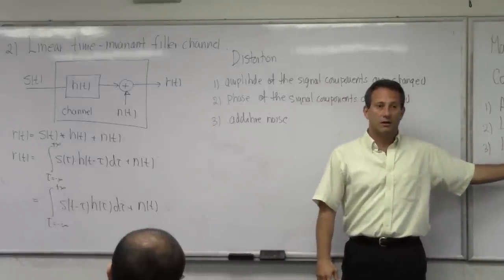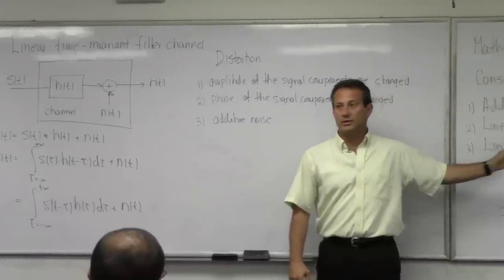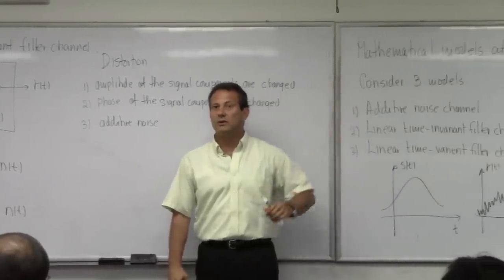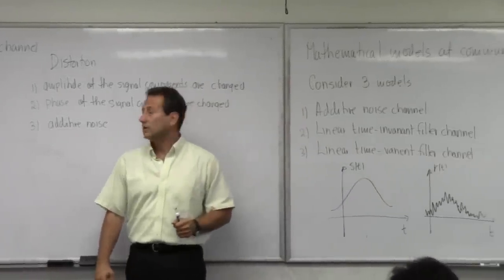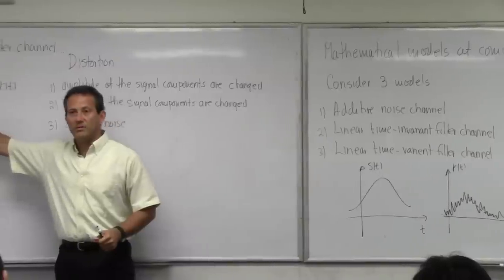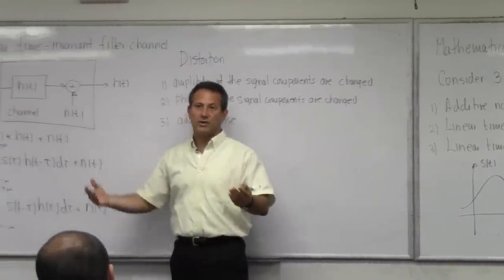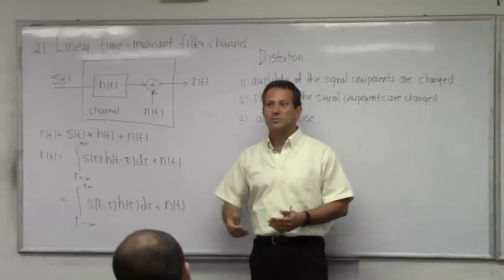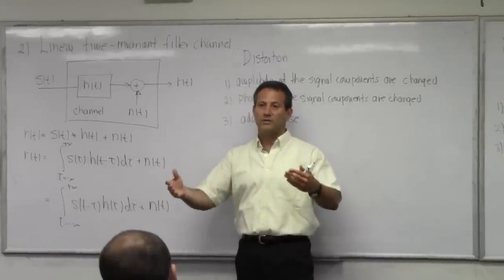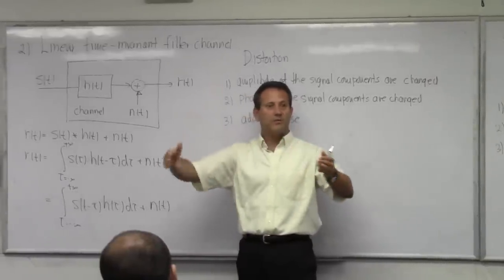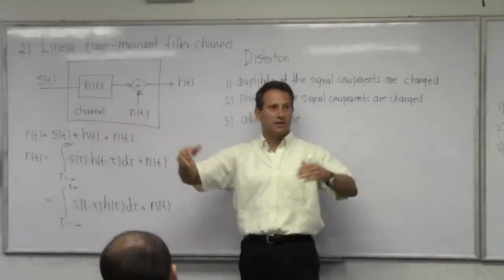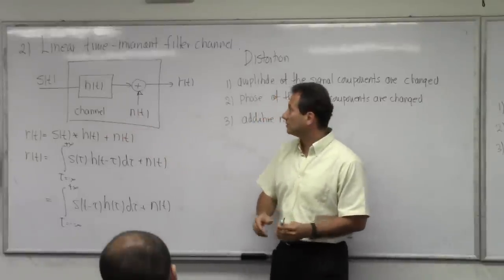That's a fundamental difference between this channel and this channel. This channel would treat every sinusoid the same way. It will attenuate every sinusoid by the same amount. Here, the channel may prefer certain sinusoids over others, and that's the filtering aspect of the channels, because you remember what filters do: they amplify certain portions of the spectrum and attenuate certain other portions of the spectrum.